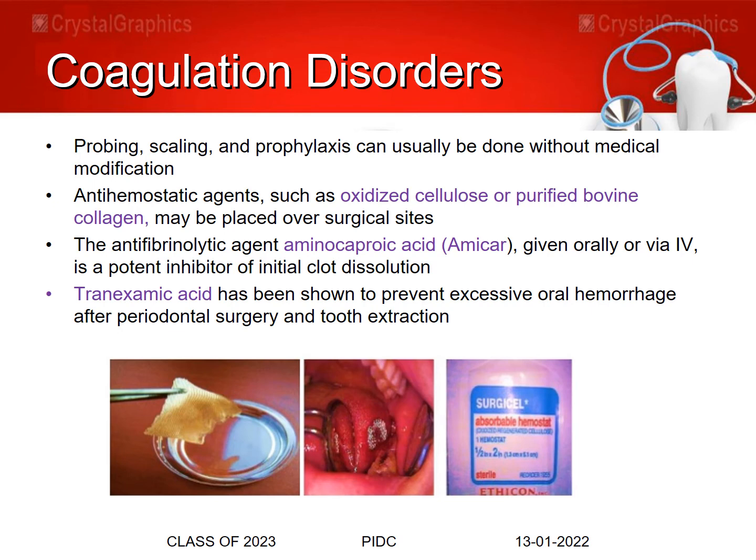Antihemostatic agents such as oxidized cellulose or purified bovine collagen may be placed in such sites where there is going to be an increased amount of bleeding because of coagulation disorders. The antifibrinolytic agent aminocaproic acid, given orally or via the IV, is a potent inhibitor of initial clot dissolution. Tranexamic acid has been shown to prevent excessive oral hemorrhage after periodontal therapy and tooth extraction.